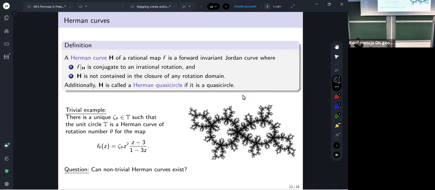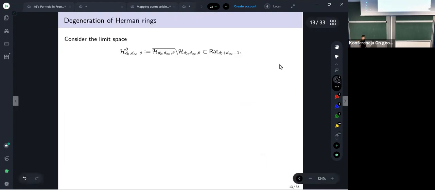And the answer is yes. So I'm going to go back to the curly H space that I introduced earlier, and I'm going to talk about degeneration. When I say degeneration, it means that I want to look at what happens when the modulus goes to 0. For this, I can consider a limit space: I take the closure of curly H and delete curly H itself, lying within the space of rational maps of fixed degree. I'm going to call this curly H boundary.